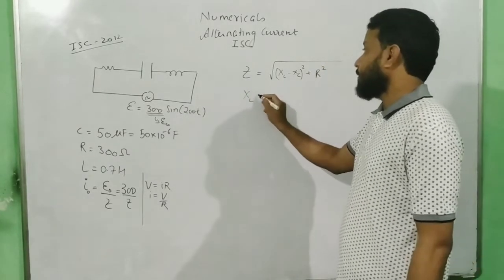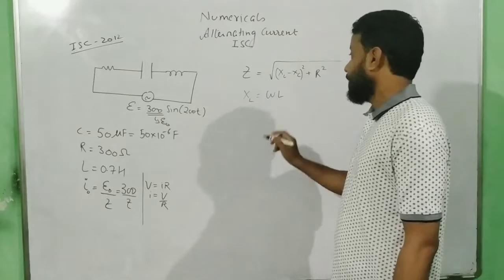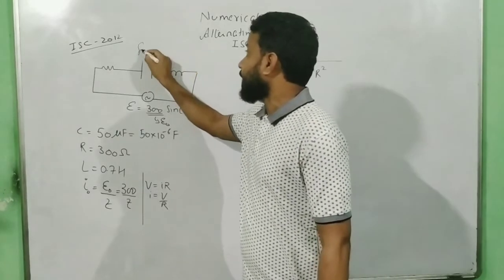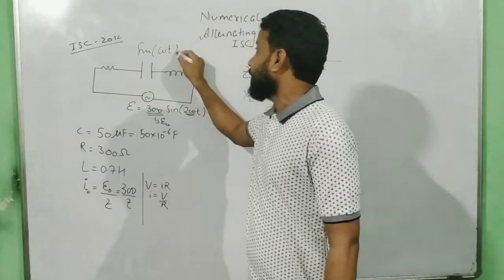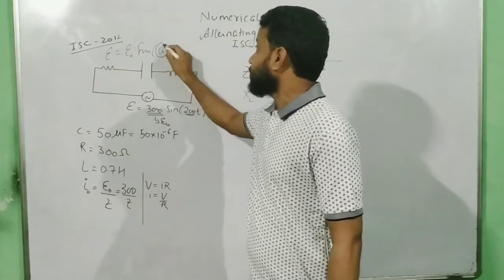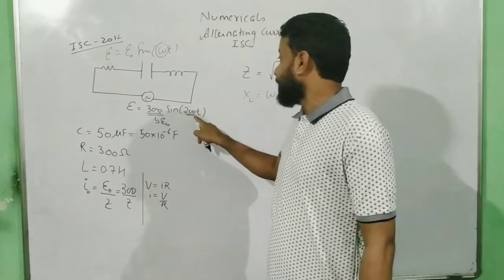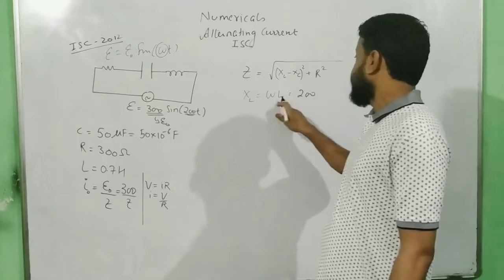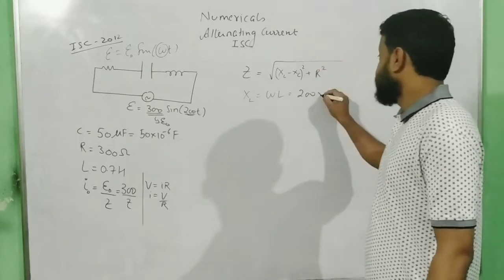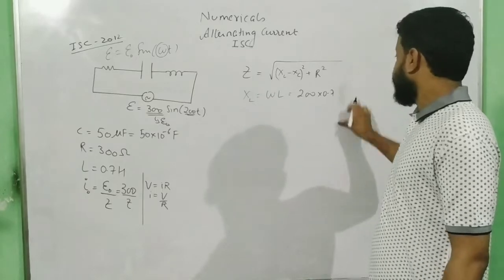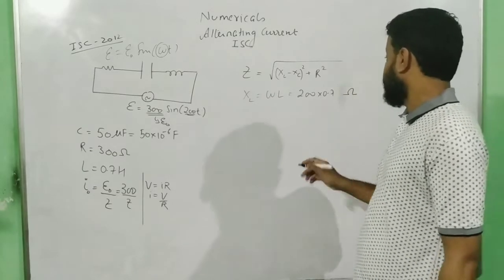And now you have to find the value of XL. XL is omega L. What is omega? Now remember this term. Generally the equation looks like E equals to E naught sine omega t, correct? So this coefficient of time in the phase is your omega. So omega is 200 multiplied by L. L is how much? 0.7. Use your calculator to get this value. Since I am finding XL, it has a unit of ohm.